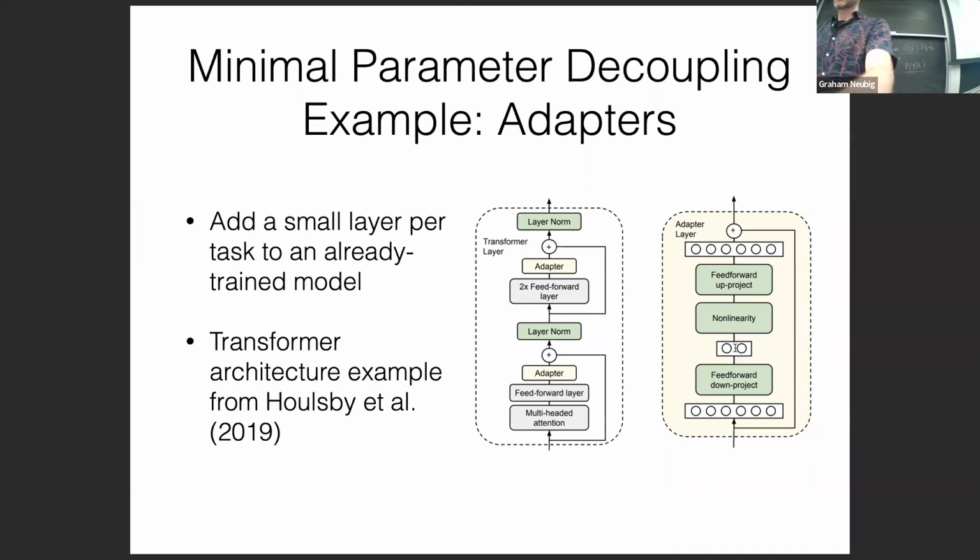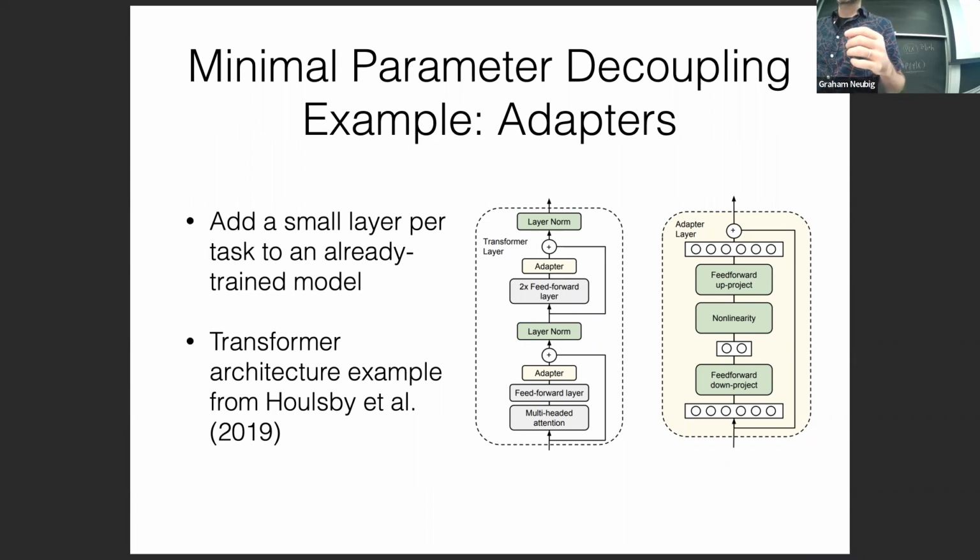Are there any questions about this? Yeah. And this is for each transformer layer? Usually you put them in every layer, but that's also completely optional. You could design it however you want.